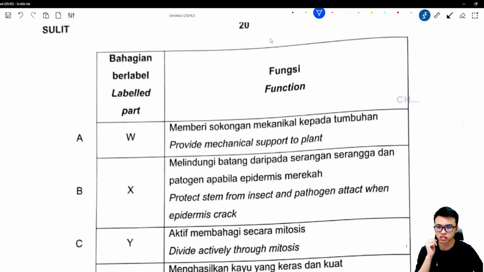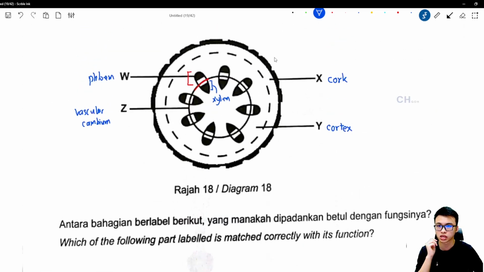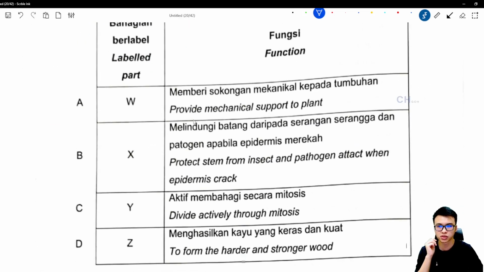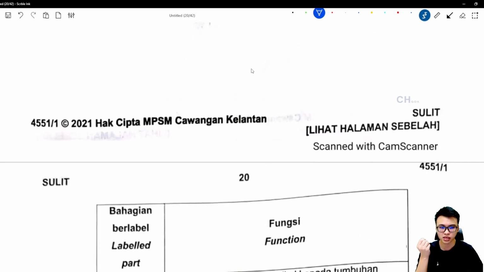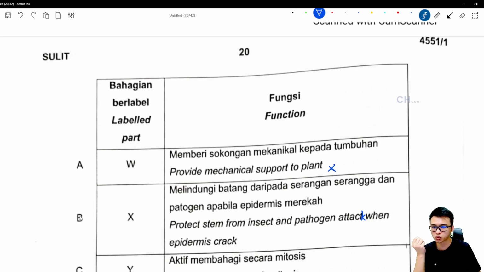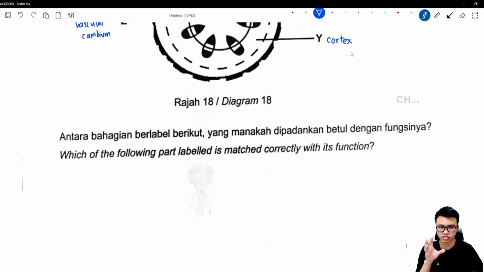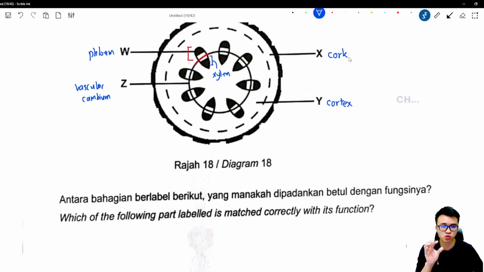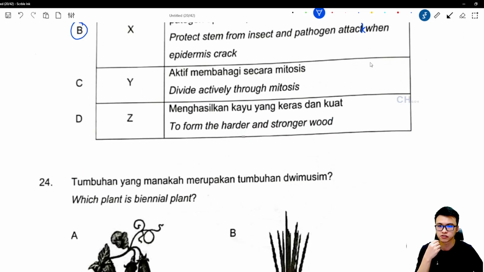So the question here is asking which one is the correct one. W is a phloem. W is definitely not providing the mechanical support to the plants. This is done by the xylem. Protect the stem from insect and pathogen attack when the epidermis cracks. Okay, so question 23 is B, because the cork is the hard tissue trying to protect the internal structures of the bark. So the answer is B for this question.